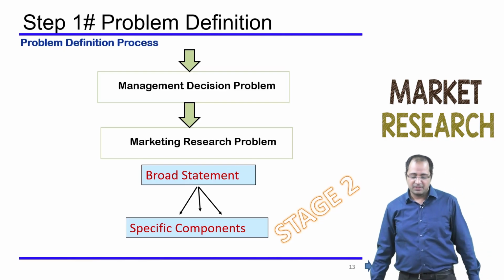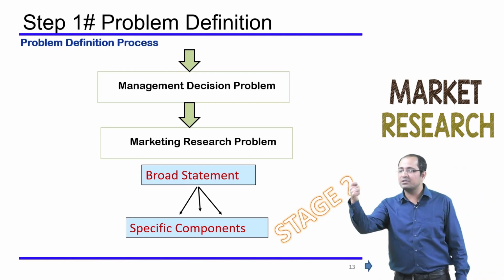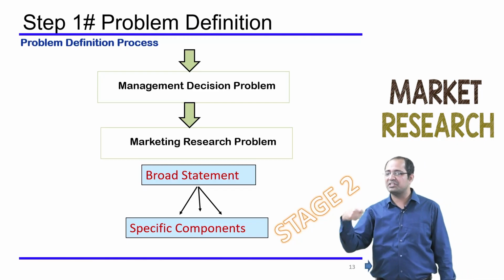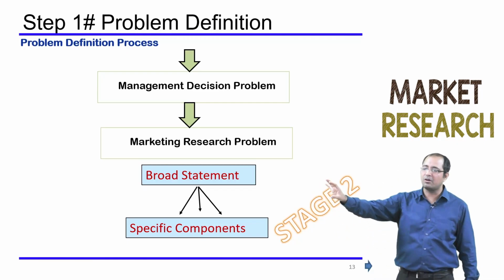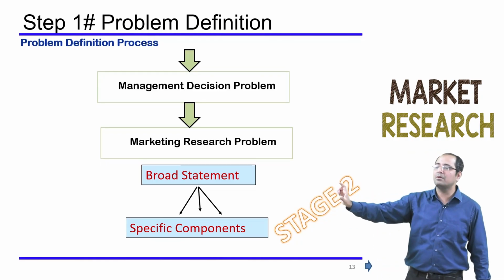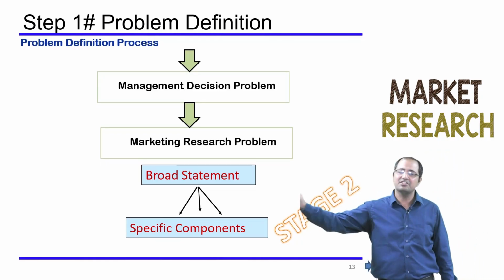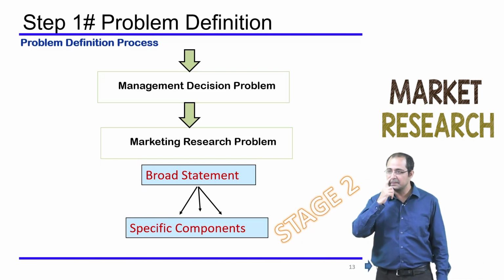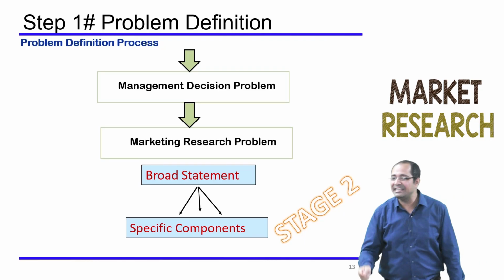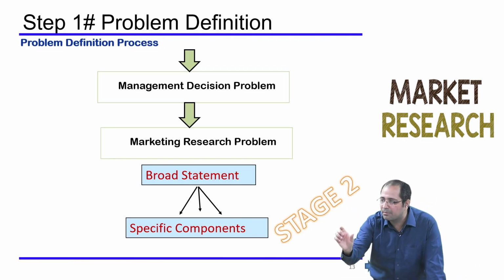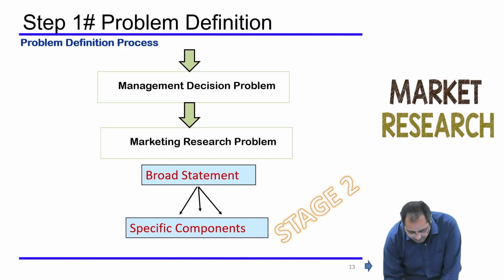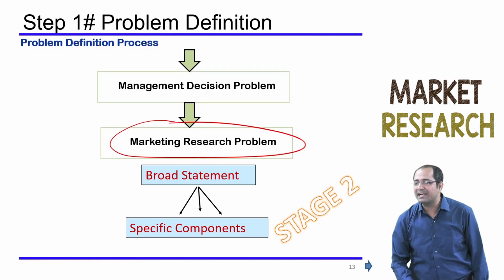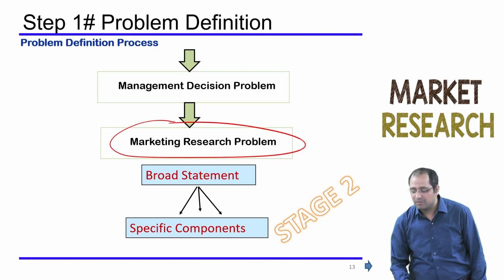So once we know that probable cause, we will define the marketing research problem that is focused on the probable cause, so that we confirm the problem, we confirm the cause and solve the cause or solve that problem. So once we converge on the probable cause, we define the marketing research problem in such a way that we confirm and solve the problem.